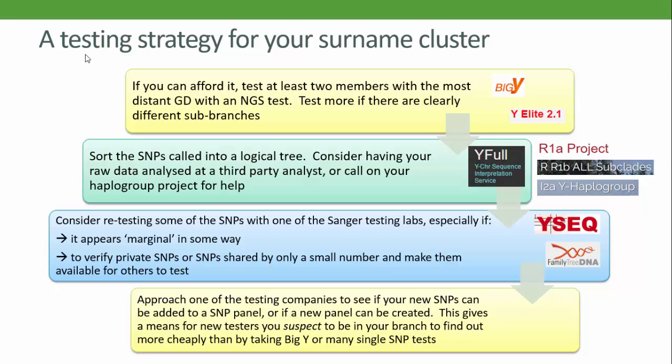Since Sanger testing is a different methodology to NGS testing, it's a good idea to check marginal calls with the second technology to make sure that these marginal calls are in fact reliable. And then finally, when you have a good set of confirmed new SNPs for your group or surname, you can approach one of the companies to see if they would make a custom SNP panel for you. This will allow other testers in your group to check their DNA for your group's SNPs much more cheaply than taking an NGS test, especially if you no longer need to prospect for new SNP discoveries in your group. In part 2 of the talk, we'll now look at some of the more complex issues around NGS testing, and then we're going to look at how detailed trees can be built from new SNPs and old STR data.